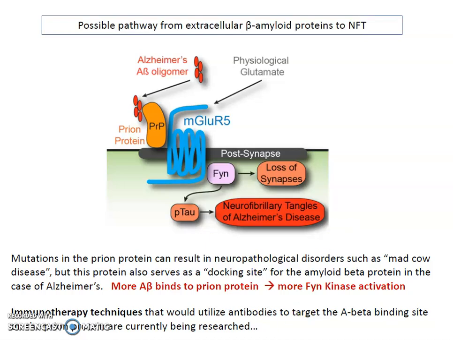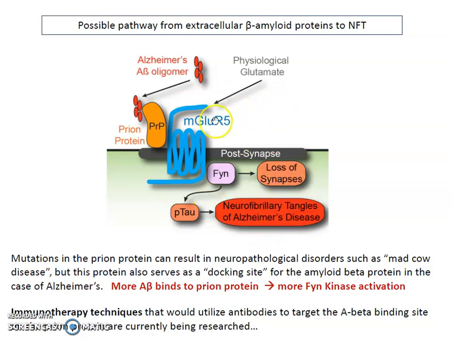So for the possible pathway, let's talk about the possible pathway from the extracellular beta amyloid protein to neurofibrillary change. Here, as it is represented, we have the prion protein in yellow. We have the Alzheimer A beta oligomer here. We have the physiological glutamate in blue, mGlu5. We have the post synapse. We have the loss of synapse, and this is the mechanism.